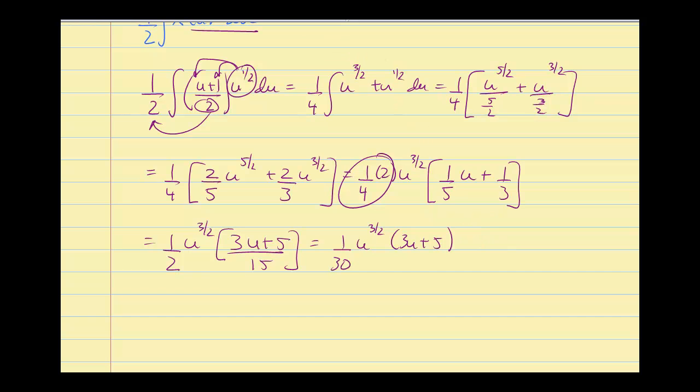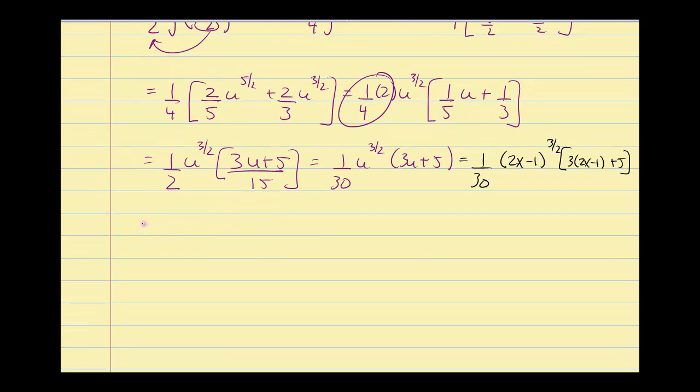So I have 1/30, u was 2x minus 1, to the 3/2, and then I have 3 times 2x minus 1 quantity plus 5. Now this is where I get to substitute a little bit more. So I have 1/30, 2x minus 1 to the 3/2. Now here, this is going to simplify to 3 times 2x is 6x, 3 times a negative 1 is a minus 3, plus 5, which is going to be 6x plus 2.